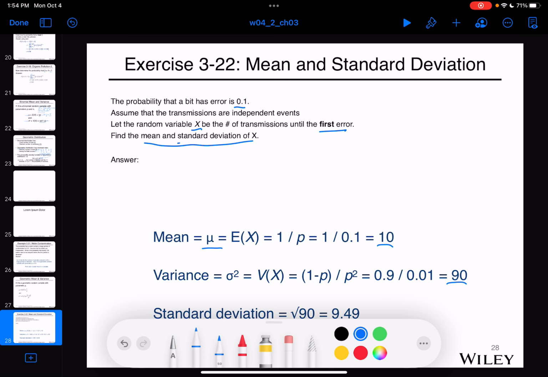So we will talk about this later on, but standard deviation is defined as the square root of the variance, or sigma, right? So we will talk about it a lot later on. So sigma will be square root of 90, or 9.5. Any questions?